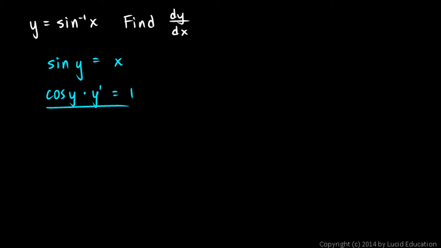Then we solve this algebraically for y primed. So y primed is 1 over cosine y. Now again, our original function was given in terms of x, so we would like to give this in terms of x, not in terms of y. And so a trig identity, once again, comes in handy here.